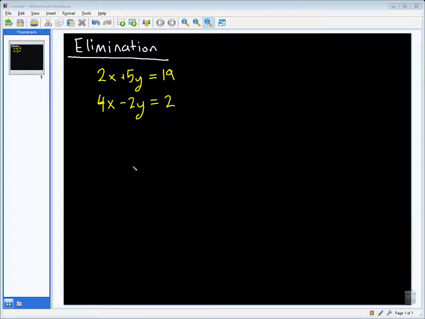In this video, we're going to be using the elimination method to solve our system of equations. So with the elimination method, the first thing we want to do is make sure that we can get a variable to have the same coefficient. So we're going to end up multiplying by a number, and sometimes you have to multiply both equations, sometimes you only have to multiply one equation.